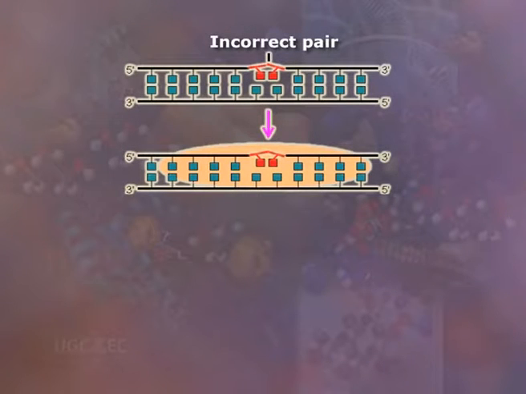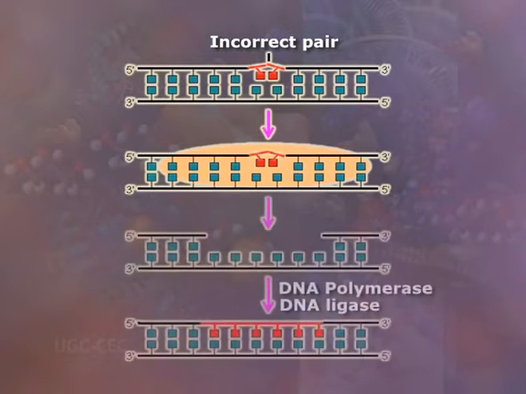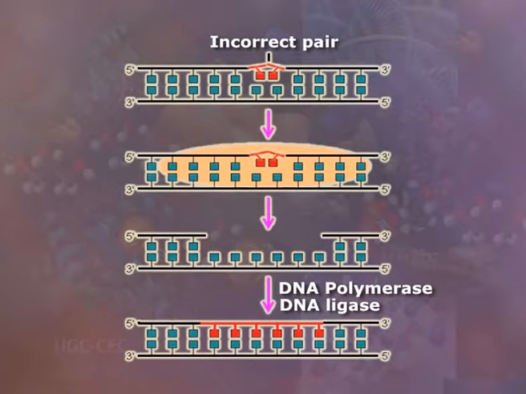In this system, a pair of non-hydrogen bonded bases is recognized as incorrect. A polynucleotide segment containing this incorrect pair is excised from one strand, resulting in the removal of one member of the unmatched pair. The gap that is created is filled by DNA polymerase using this second chance to get it right. The final phosphodiester bond to seal the final gap is made by DNA ligase.